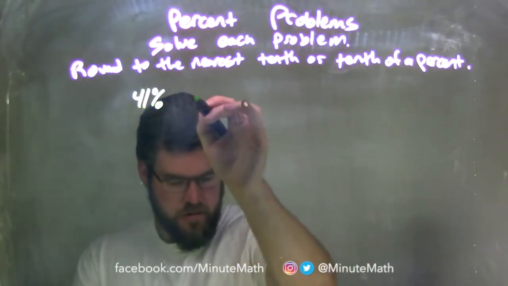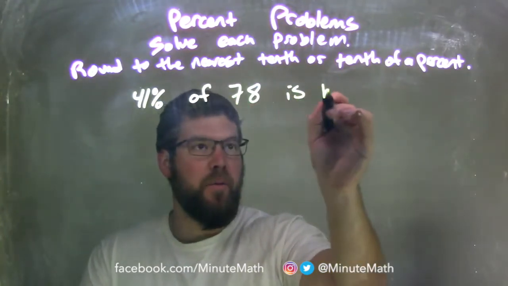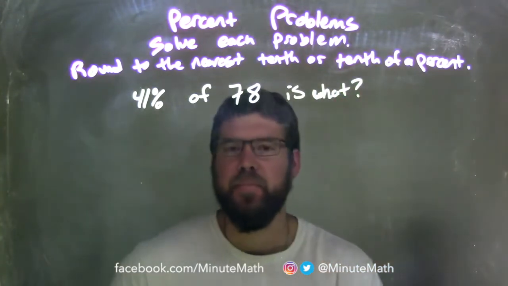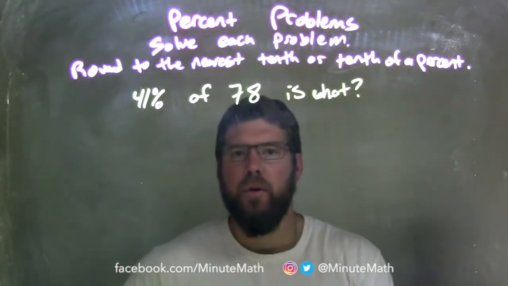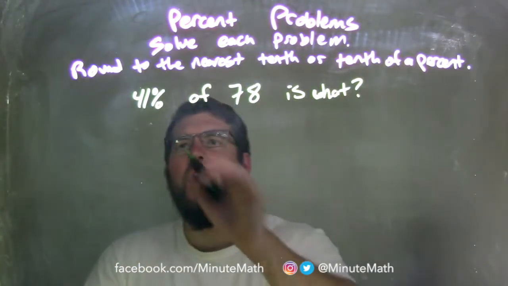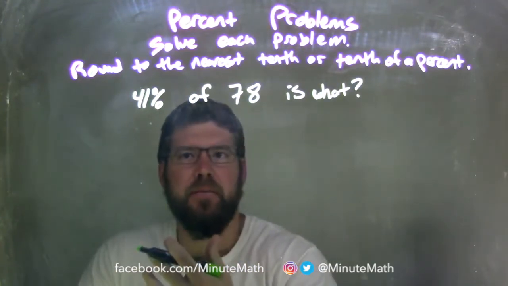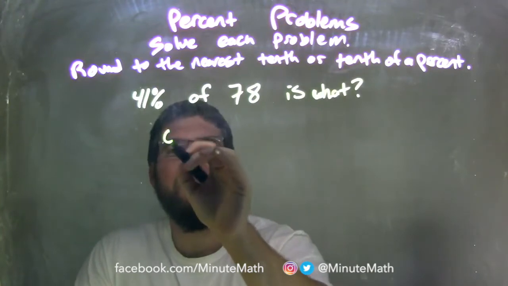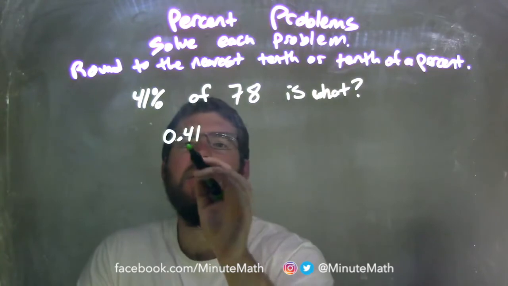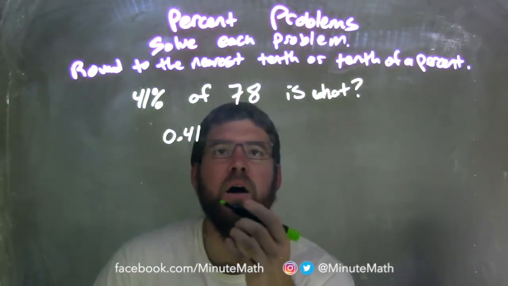41% of 78 is what? Let's put a W there. First thing I want to do is convert. So 41% of 78 is what? Well, if I want to write 41% as a decimal, that's 0.41. I can move the decimal place 2 units to the left. So 41% is 0.41 of 78.